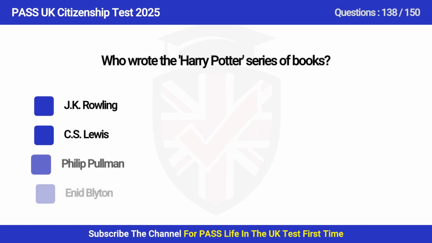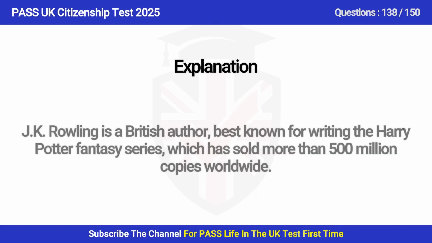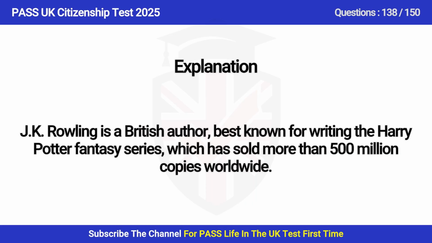Question 138. Who wrote the Harry Potter series of books? A. J.K. Rowling. B. C.S. Lewis. C. Philip Pullman. D. Enid Blyton. Answer is A. J.K. Rowling. J.K. Rowling is a British author, best known for writing the Harry Potter fantasy series, which has sold more than 500 million copies worldwide.